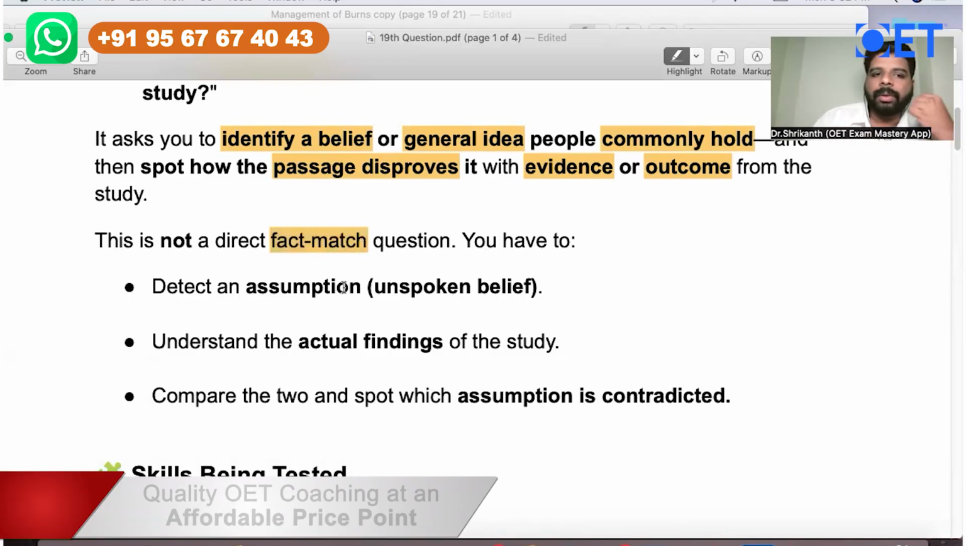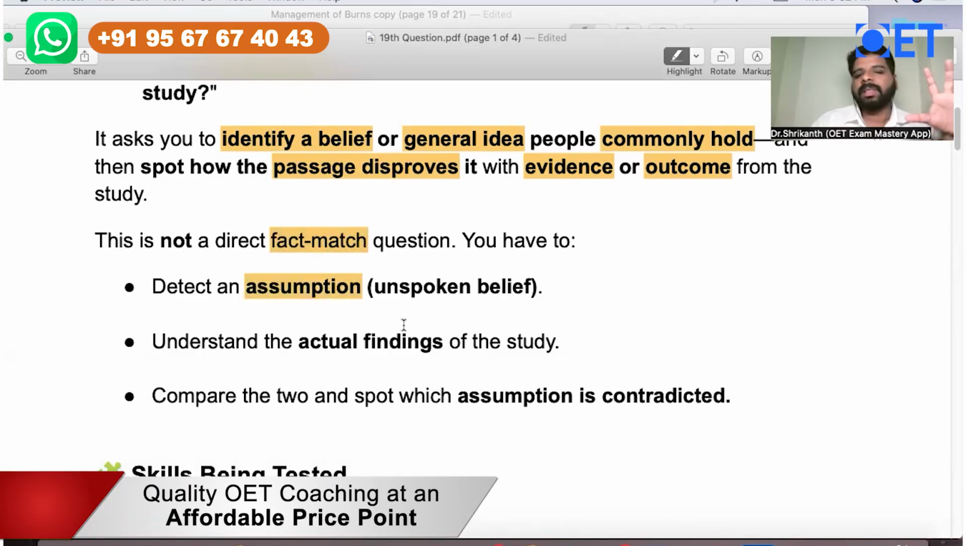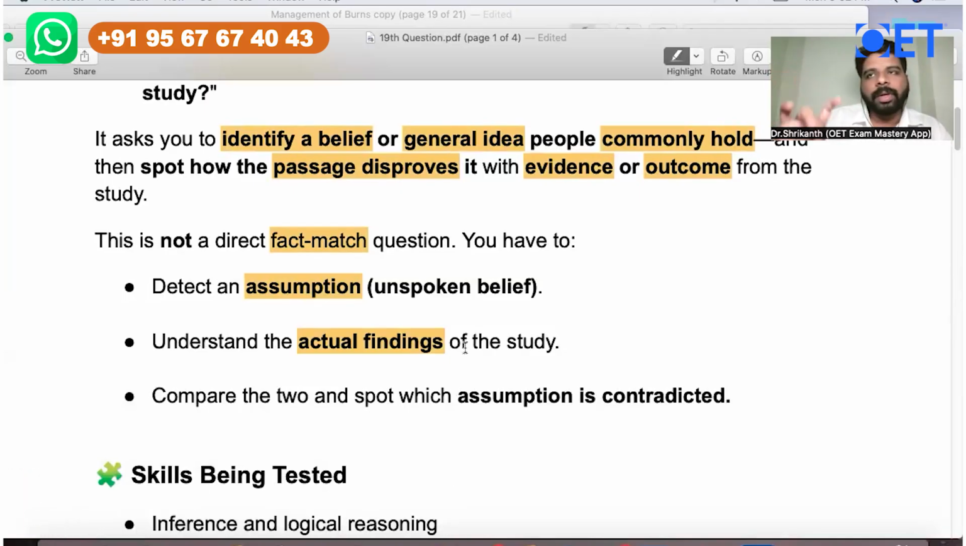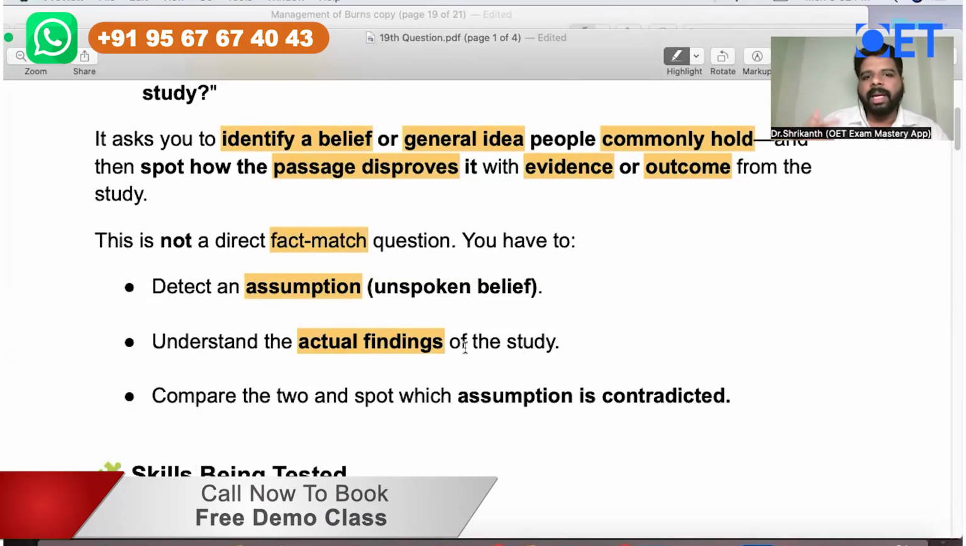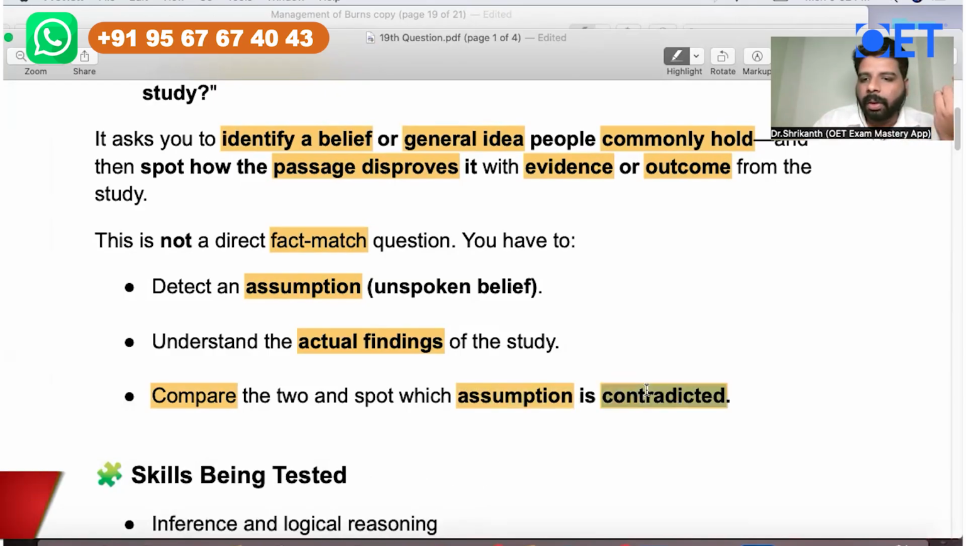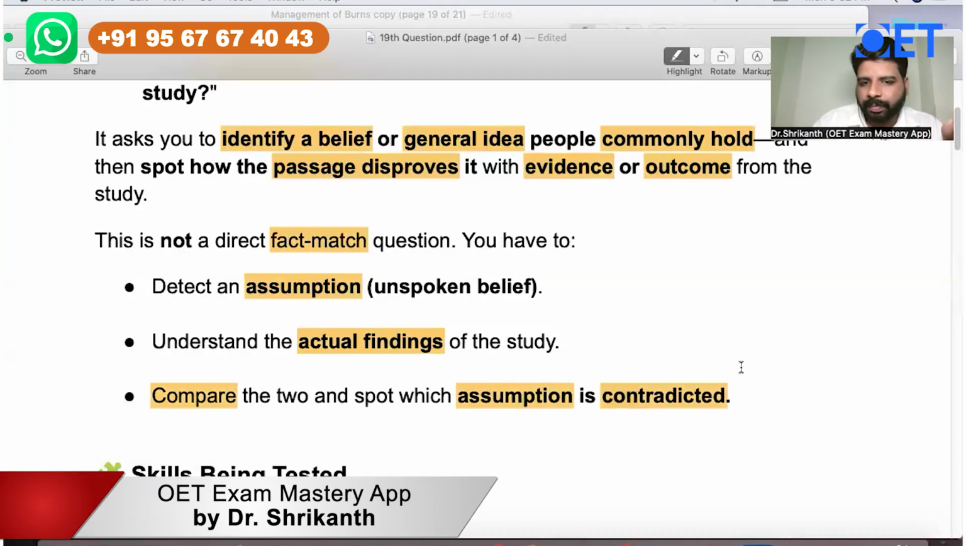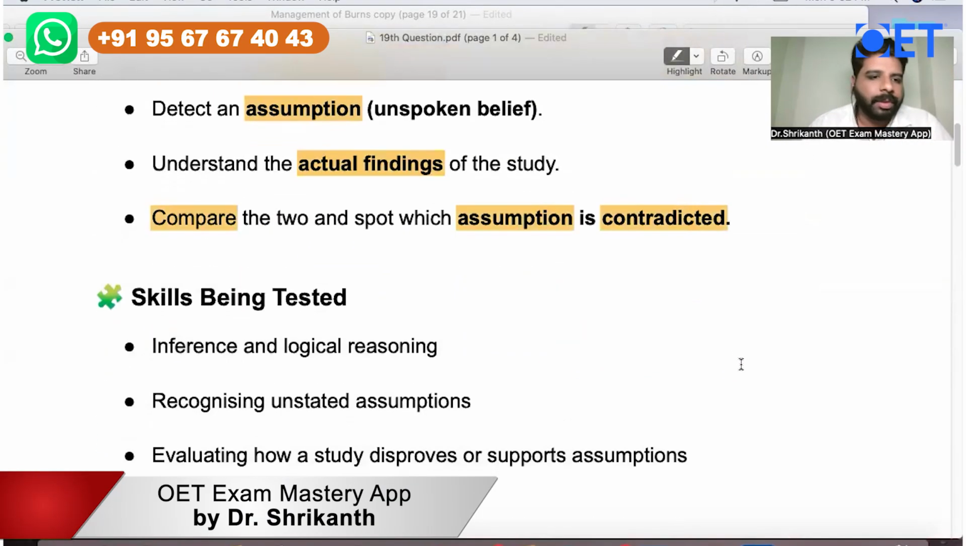First and foremost, you have to detect the assumption, that is, what is the unspoken belief. Okay, and then you need to understand the actual findings. So once you've identified the assumption, then you have to look for evidence. What was the evidence of the study, and then you have to compare them. Then you have to compare the assumption to the findings and then understand why this assumption got contradicted. And then you have to choose which assumption it was.